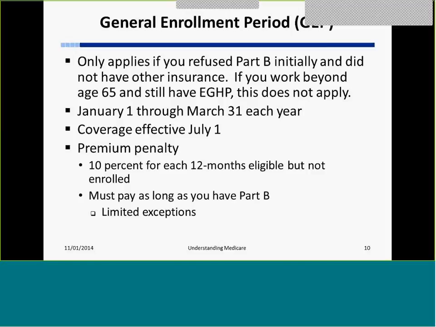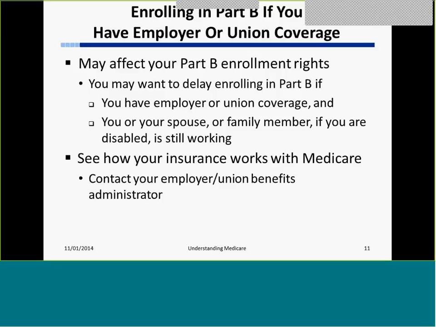And there's a premium penalty, 10% for each full 12-month period eligible but not enrolled, and you will have that as long as you have Part B. So it affects you if you have coverage. Okay. Part B, you may want to delay enrolling if you have employer or union coverage, and here's the key word: you or your spouse or family member, if you're disabled, is still working.